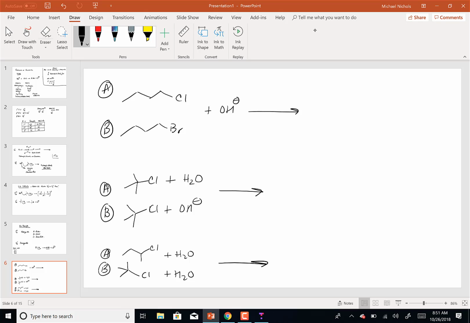I do have a take-home quiz. It's right here. You can grab it. It's writing the mechanisms of an SN1 and an SN2 reaction. So that'll be due at the beginning of class on Monday. So pick one of those up on your way out. When is the chapter 8 homework due?